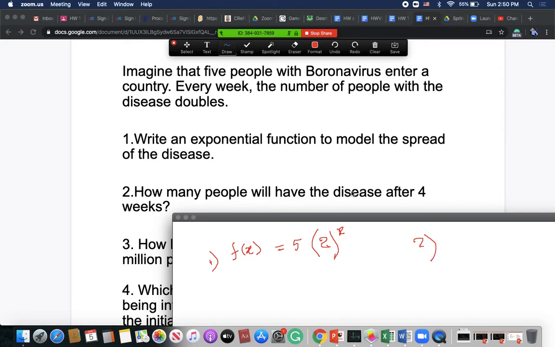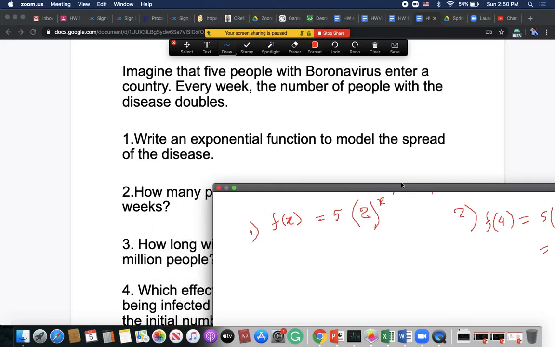Then the second question asks how many people will have this disease after 4 weeks. So that means now we have to do f(4) equal to what, after 4 weeks. f(4) equals 5 · 2^4. If you do the simple calculation, the answer will automatically come.